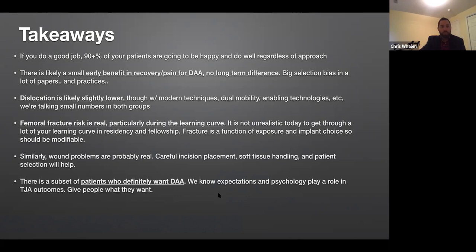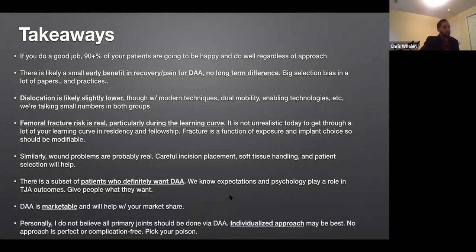We know there's a subset of patients who definitely want DAA. And I think with all the data on psychology in outcomes, we should give people what they want. It's marketable. And just my personal belief, I don't believe all primary joints should be done via DA approach, certainly not early on. I think there's good evidence that an individualized approach may be best. Unfortunately, the patients at highest risk for complications with the posterior approach are the same patients at highest risk for complications with the anterior approach. But I think you need to pick your poison.